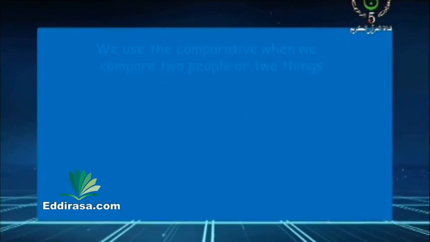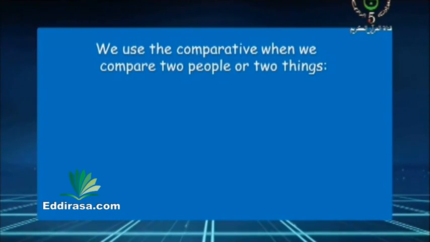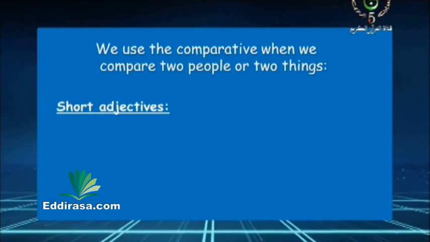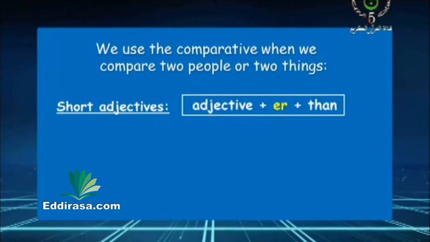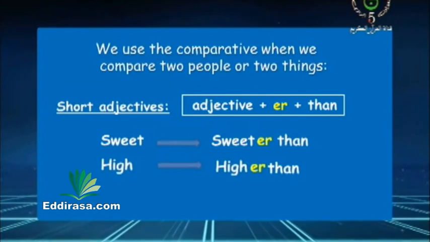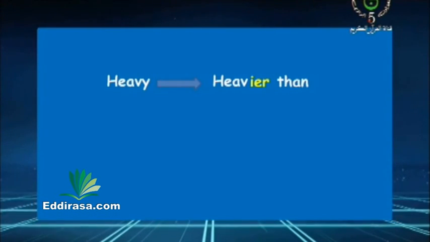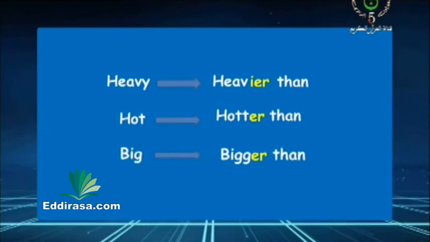And now with Mr. Zian, we're going to have a review about the comparative forms of adjectives. Yes, you are right. And I think it is time for a reminder about the comparative. We use the comparative when we compare two people or two things. For adjectives, we have adjective plus ER plus than. Example, sweet, sweeter than. High, higher than. Low, lower than. For heavy, we have heavier than. Hot, hotter than. Big, bigger than.